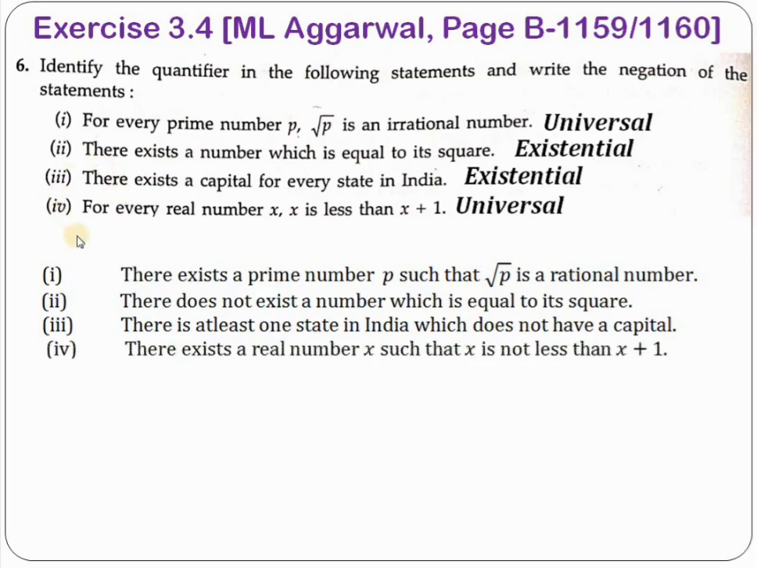Okay, and the last one is for every real x. Okay, so this is a universal. Its negation has to be existential, right? Okay, so there exists a real number x such that x is not less than x plus 4, right? So this is the negation of this particular statement.